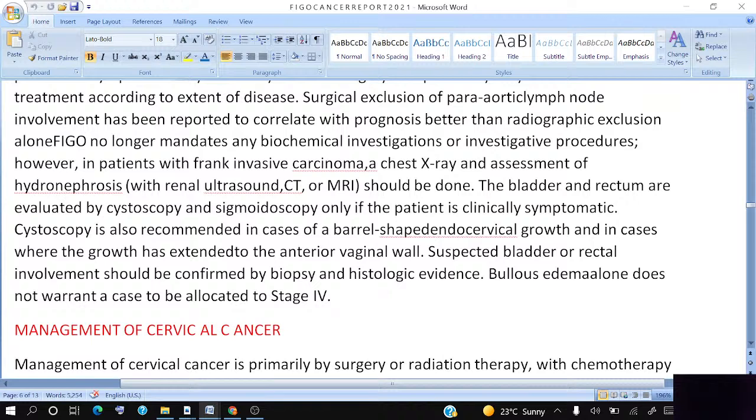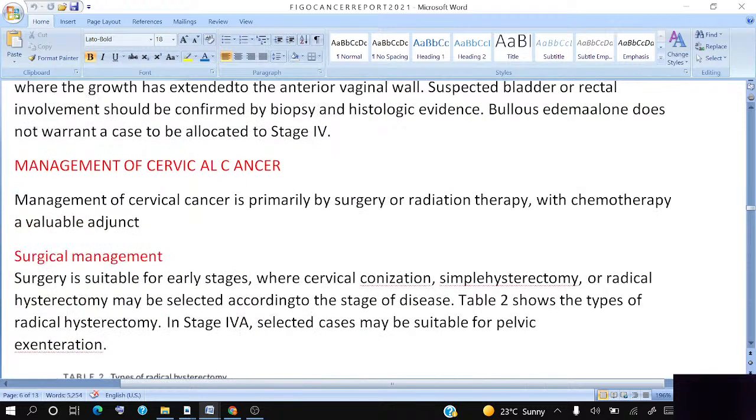Cystoscopy is also recommended in the case of barrel-shaped endocervical growth, which we can find by ultrasound or CT, and also when the growth extends to the anterior vaginal wall. Suspected bladder and rectal involvement should be confirmed by biopsy and histological evidence. Bullous edema alone is not warranted for allocation to stage 4. So especially during the assessment we can find the diagnosis and stage for early management.